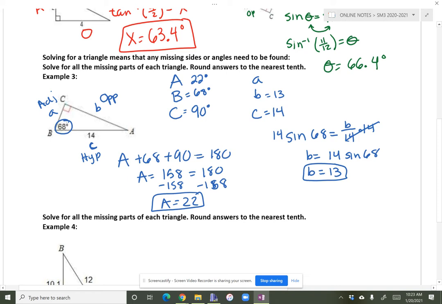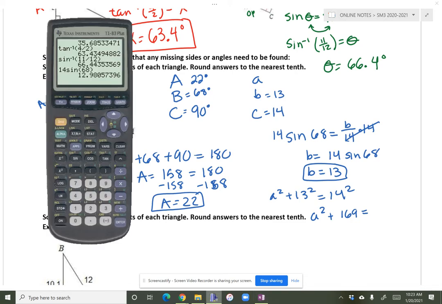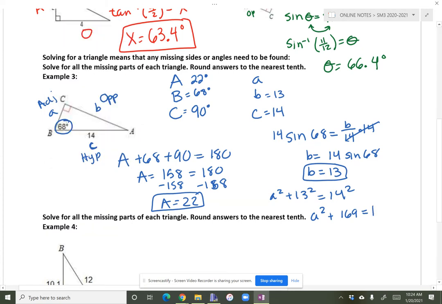And then there's 2 things I can do for side A. I can use Pythagorean theorem, which I think a lot of people like more, or I could write another sentence using cosine. Either way is fine. I probably would just use Pythagorean theorem. So I would go a squared plus 13 squared equals 14 squared. I get a squared plus 169 equals 14 squared. I gotta check on that one. 14 squared. Oh, 196.